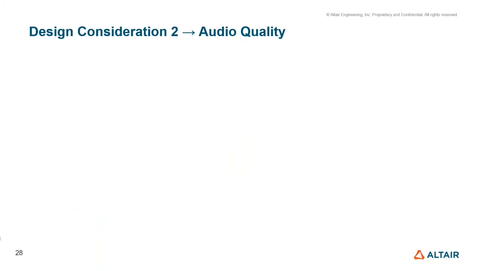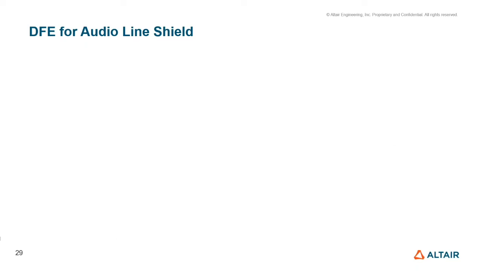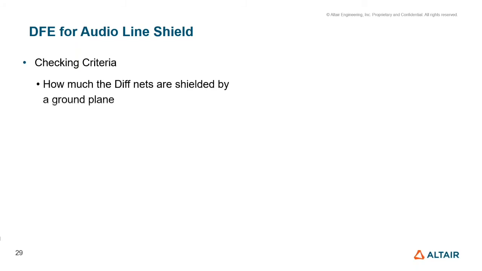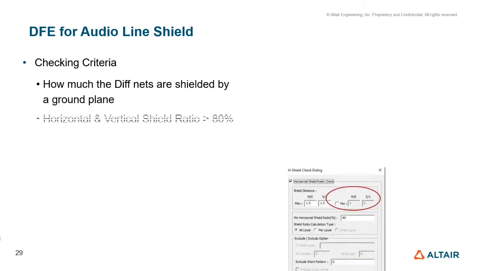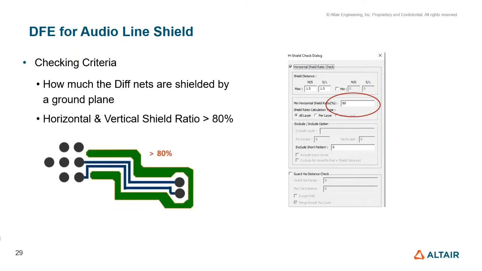Another added layer of protection for audio signals against noise is shielding them with ground planes. And this is a graphical representation of shielding the audio lines via ground planes. Let's try to verify the shielding of the differential lines using again the DFE tool. We have set a minimum shield ratio for both horizontal and vertical plane to be 80%. And here is a graphical representation of the shielding.